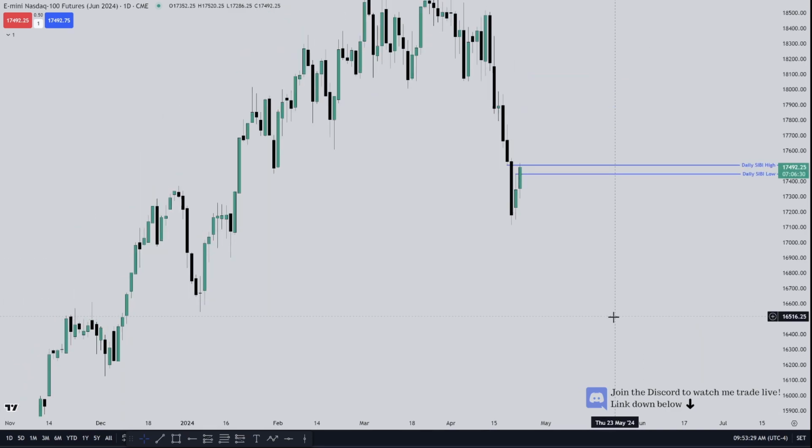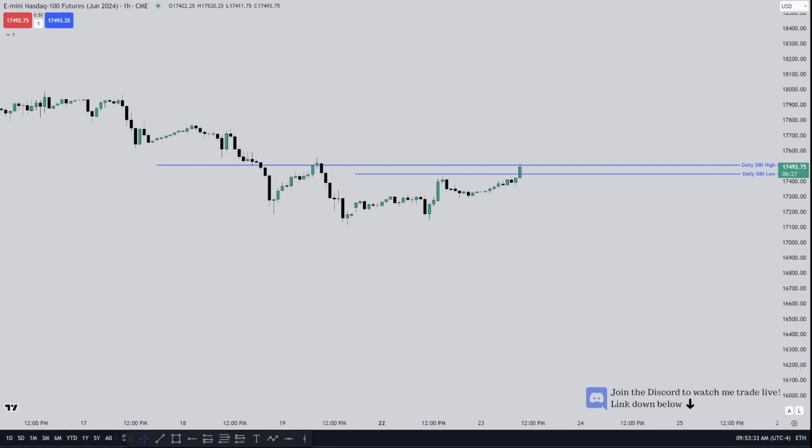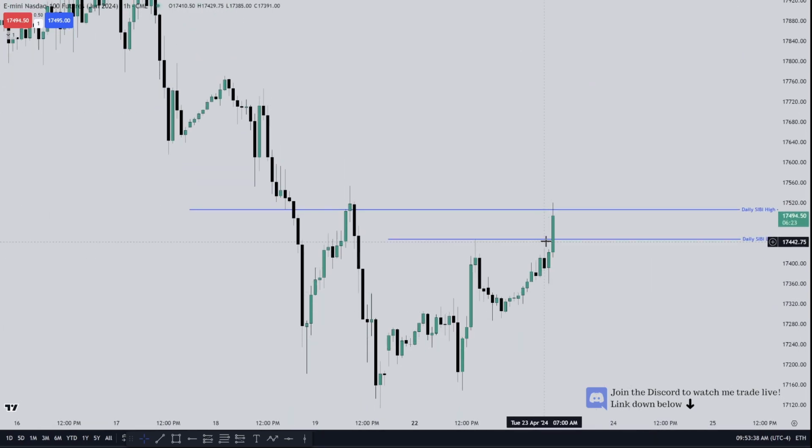So they're moving inversely like they should. Let's go to hourly chart. All right, trading inside of that daily fair value gap. I want to see if we take out this high, which is buy side, or if we retrace from this daily fair value gap.